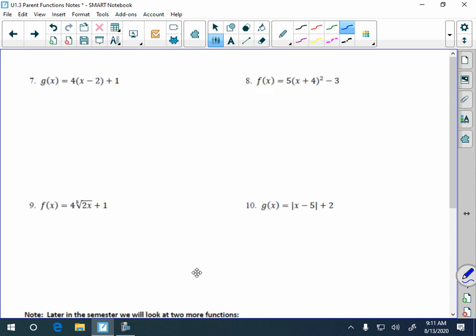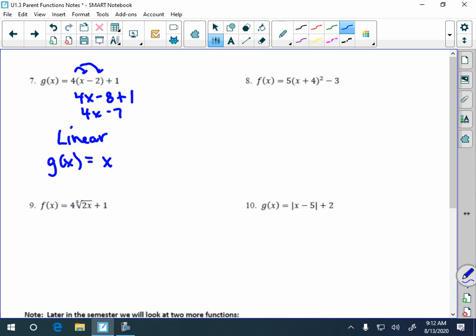All right, so let's do 7. Let's see. This looks like it's just going to be a linear function, right? You could put it into y equals mx plus b really easily by distributing and collecting like terms. And so you can see this is in y equals mx plus b form. This is linear. And its parent function, p of x equals x.